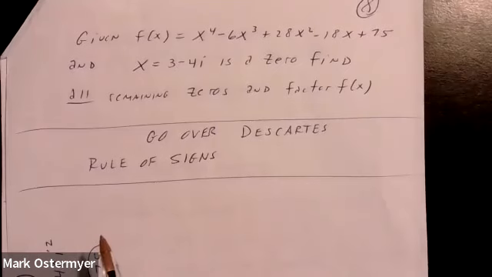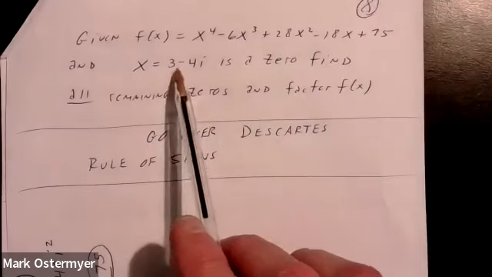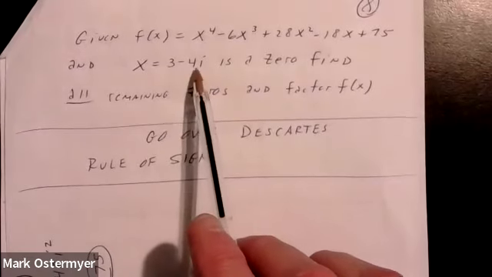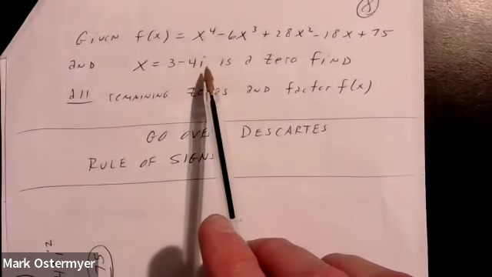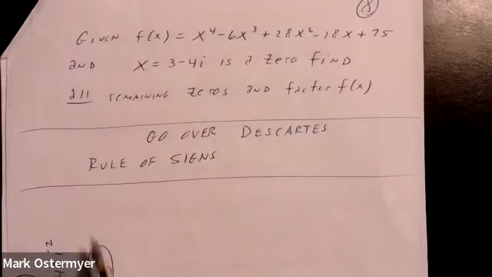But wait a minute. Finding the second one should be trivial. What is another zero? Automatically by the conjugate pair theorem, 3 plus 4i is automatically another zero. So all you got to do is just find 2 more, and we got it. Go ahead and see if you can find those 2 other zeros.